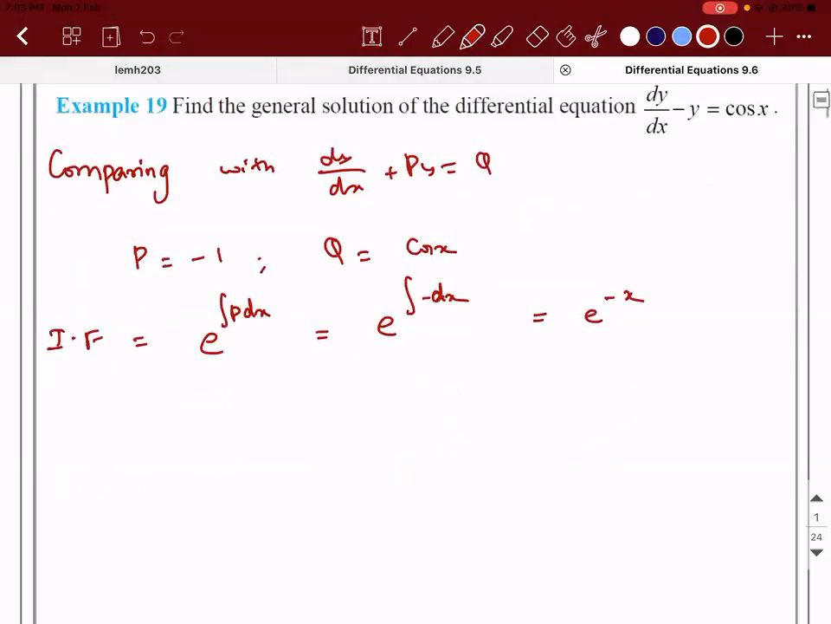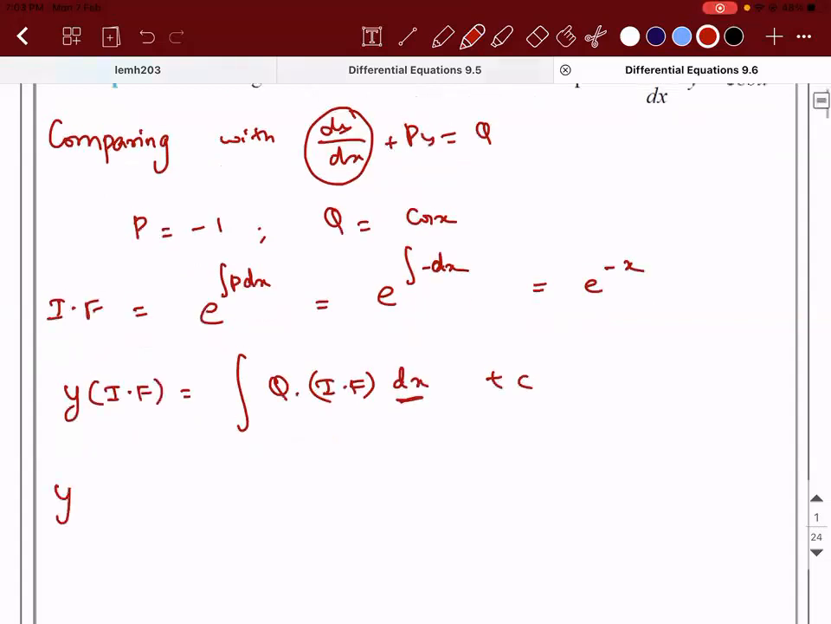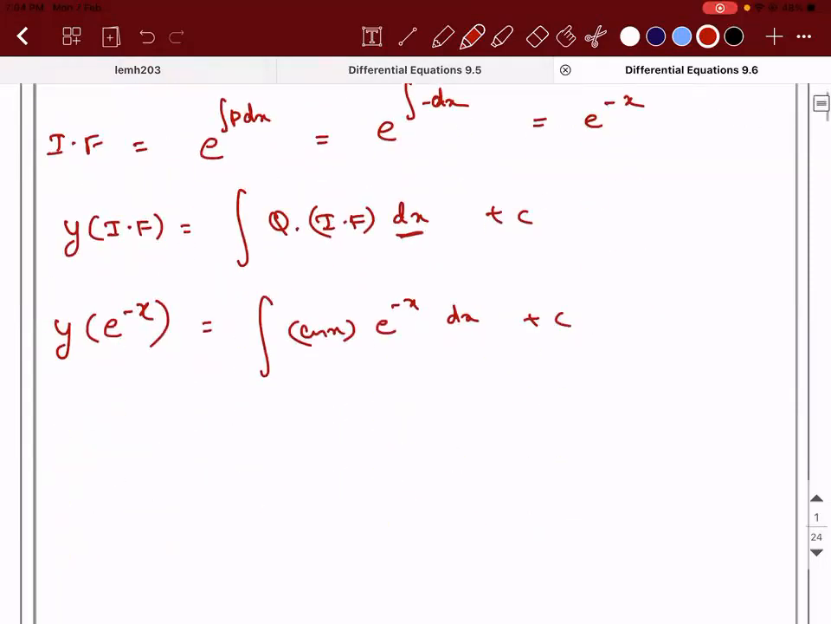Yes. Then I can say y into integrating factor is equal to integral of q into integrating factor times dx plus c. So if it is dy by dx, right, then you will have dx here. If it is dx by dy, you will have dy there. So y into, what is the integrating factor? E power minus x is equal to integral of, what is the value of q? Cos x into e power minus x dx plus c.